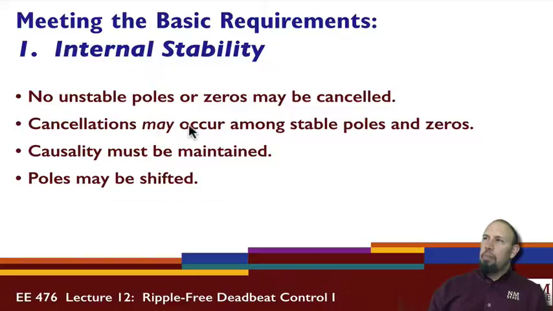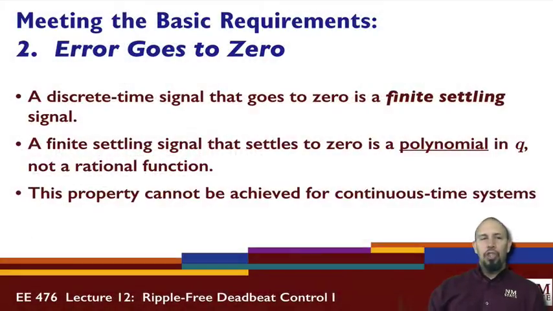Also, we have cancellations that may occur among stable poles and zeros. So we can have cancellations, but if we have cancellations, they need to occur among stable poles and zeros. The third condition is that causality must be maintained. And finally, the last condition is that the poles may be shifted, so they will not necessarily be canceled. Actually most of the time, this is what we're going to do. We're going to shift the poles, not cancel. So if these conditions are satisfied, we will have internal stability. Okay, so cool. That's good to know.